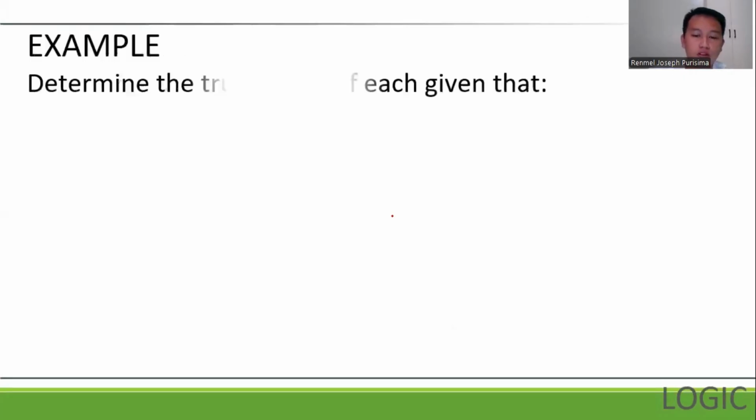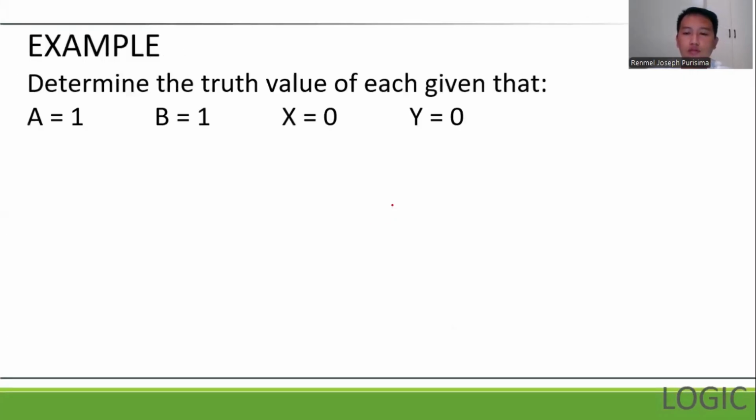So let's have an example. So determine the truth value of each, given that A is equal to 1, or is true, B is equal to 1, X is equal to 0, and Y is equal to 0. So we can solve this through a truth table, but it is not a convenient way. So in this case, we just need to substitute. No, we do not create a truth table just to identify its truth value. Why? Because there is a certain truth value for each proposition. So in this case, we will substitute.